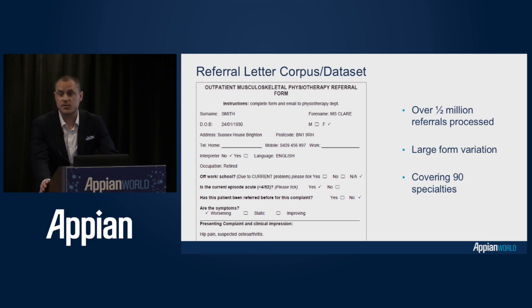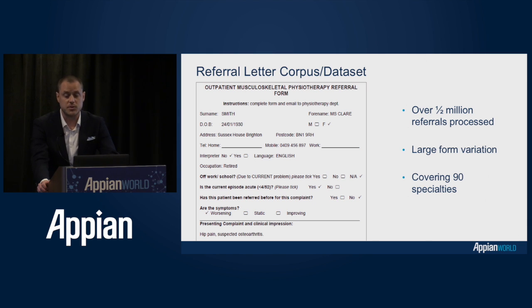Before I show this, I just want to talk a little bit about our referral letter corpus. We've processed over 500,000 referrals through this product. We de-identified these for the presentation today, but we've used the data to train a model. These referral letters cover around 90 specialties. They cover musculoskeletal, general dentistry, and there's a whole lot of others.